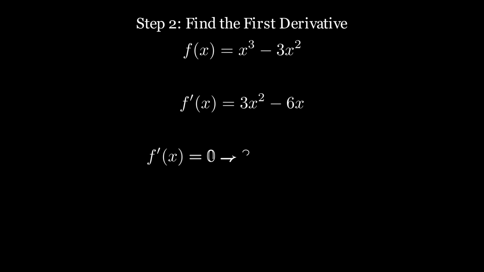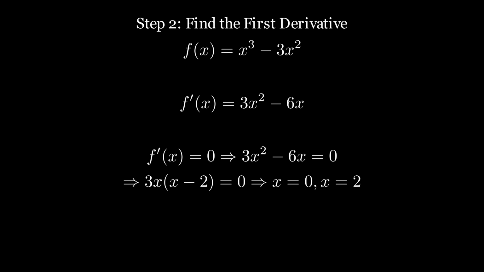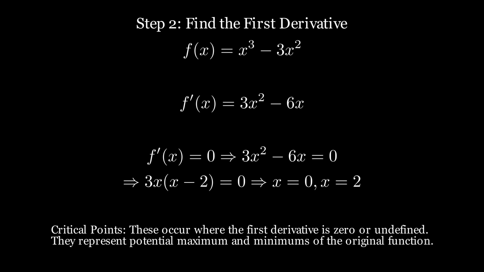Let's calculate the first derivative. The original function is x cubed minus 3x squared. Using the power rule, we'll get 3x squared minus 6x. Now if we set this equal to 0, we can factor out an x, and we'll get 3x times x minus 2. And this will give us the roots of the first derivative. These are called critical points, and they occur when the first derivative is either 0 or undefined. And they show us where the max and min of the function could be.